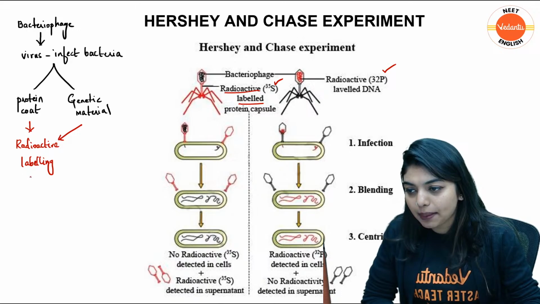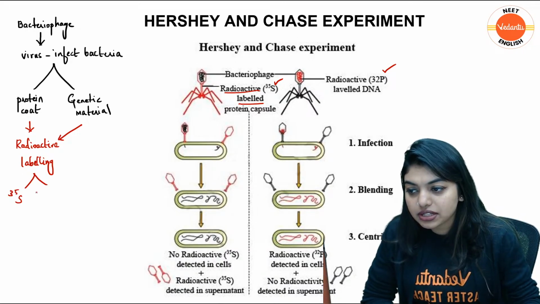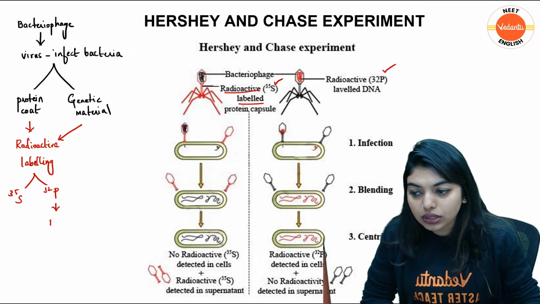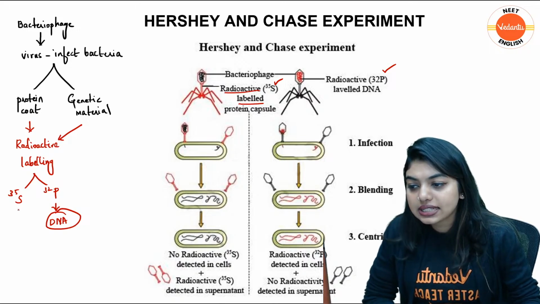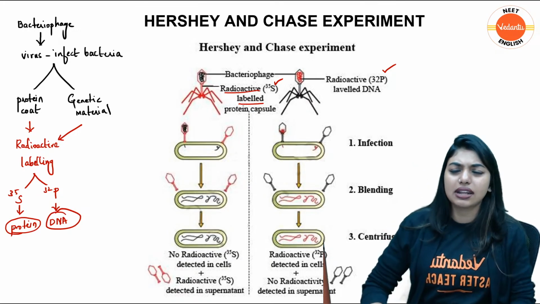Now students, why did we specially take S35 and P32? Because P32 will be present only in DNA, since phosphate is only present in DNA, and sulfur is only present in protein. This was the confusion, whether it's protein or DNA. RNA, they never had a confusion.